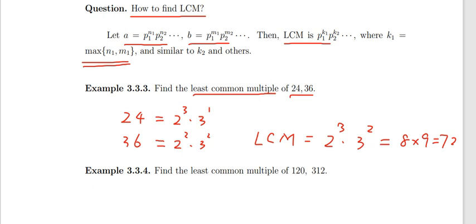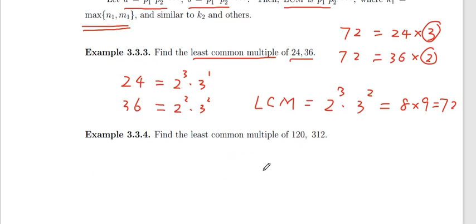Actually, we know that 72 equals 24 multiplied by 3, and also 72 equals 36 multiplied by 2. So these are the smallest multipliers. We can also say that 24 multiplied by 3 will be enough, and 36 multiplied by 2. So using this way, we can easily find the least common multiple.